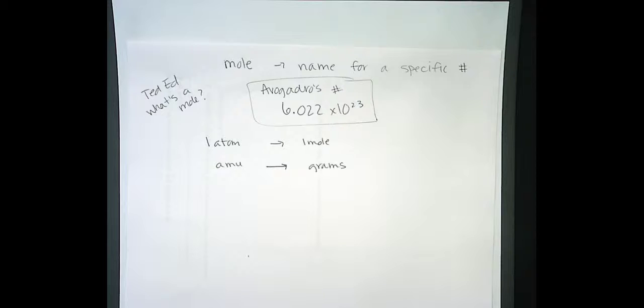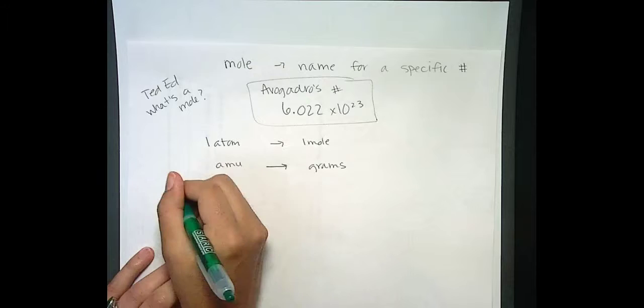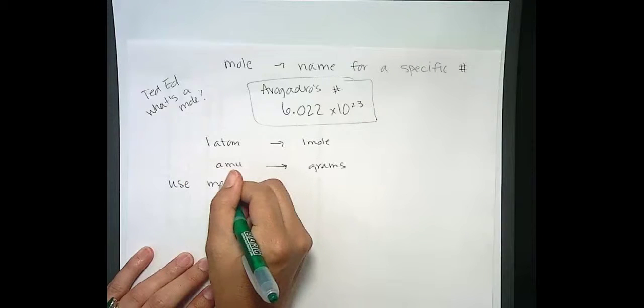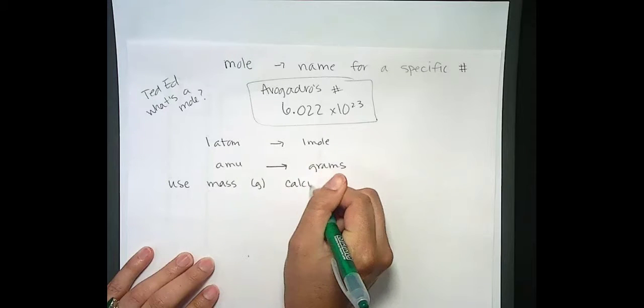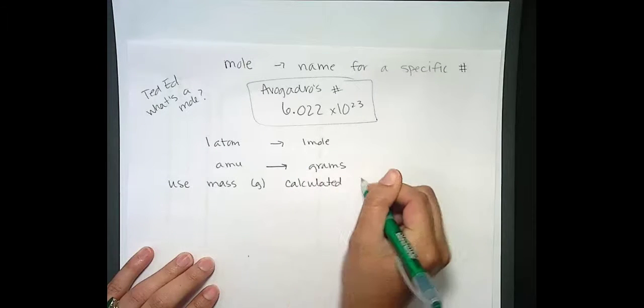What is really cool about this is that instead of counting individual atoms, which are billions upon billions upon billions upon billions in a tiny speck that's barely visible, we can weigh things, right? We can use the mass to figure out how many atoms. So that's what's important about this, is that we use the mass in grams to count or calculate the number of atoms.